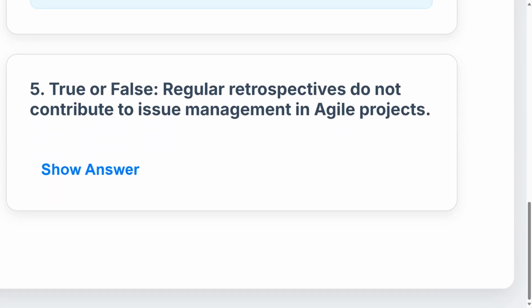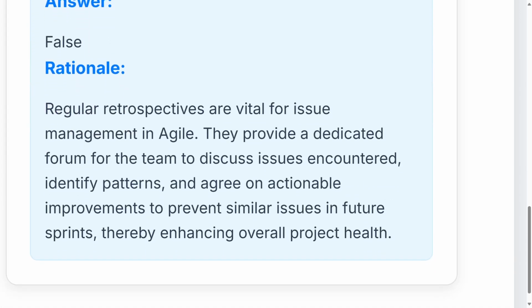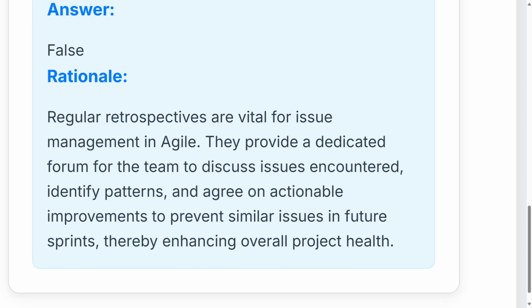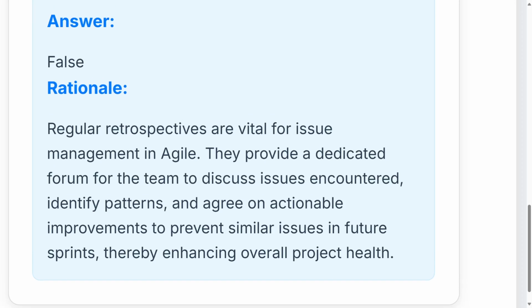Finally, true or false? Regular retrospectives do not contribute to issue management in Agile projects. And that, of course, is a big fat lie. It's false. Regular retros are indeed vital for issue management in Agile. They provide a dedicated forum for the team to discuss issues encountered, to identify patterns, and agree on actionable improvements to prevent similar issues in future sprints, thereby enhancing overall project health.